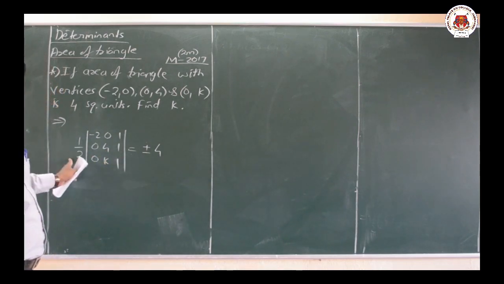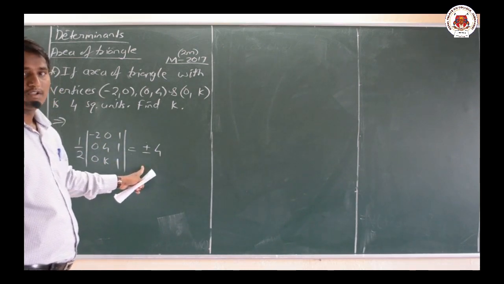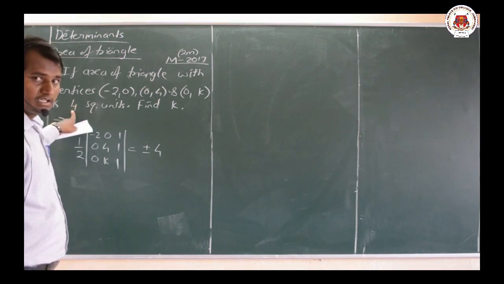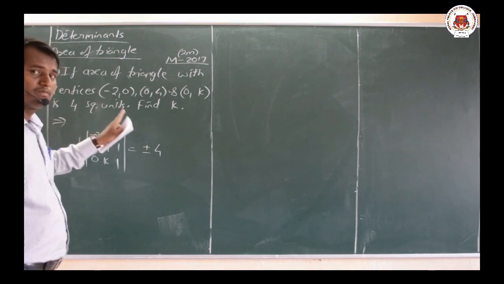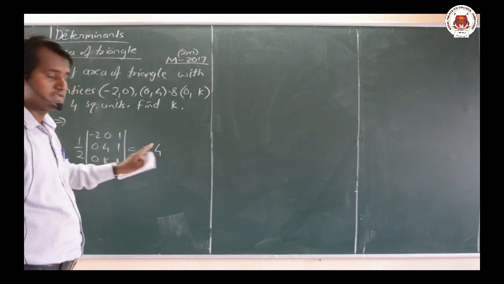In the previous problem we were writing del equal to, where del was the notation for the area of the triangle. But here, since the area of the triangle is given, we have to take both positive and negative values. Therefore we get it as plus or minus 4.